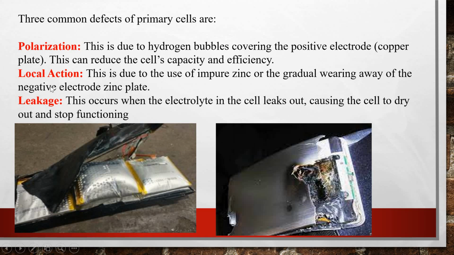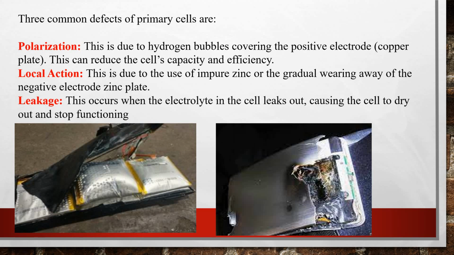Another defect that we see in primary cells is local action. When the zinc plate that is used for the negative electrode is not pure enough, or due to usage, it begins to wear away. A defect known as local action results. What happens is that the cell will not be able to deliver current as it's supposed to because of this defect.